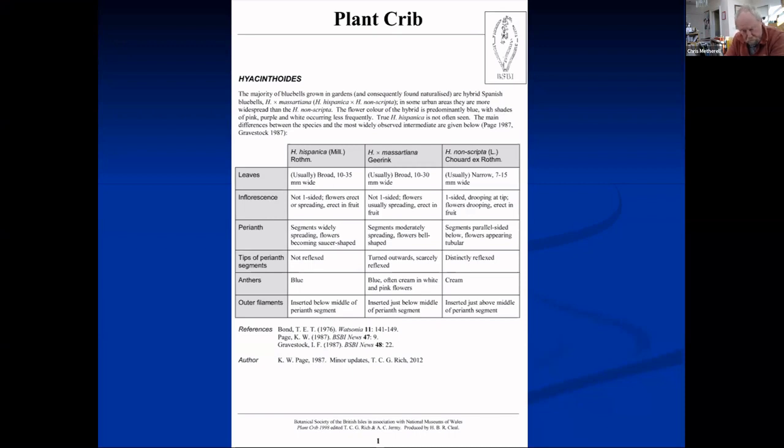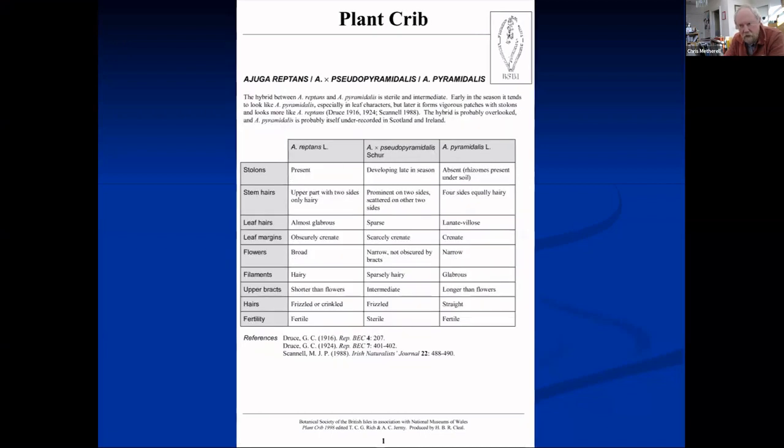And of course, if you're going out into the field, you can do what I often do, which is download one of these pages onto my phone or my tablet, and I can take it with me. If I know I'm going to be looking at bluebells today, I can have this on my phone. And the same applies, of course, to all sorts of other plants, all sorts of other genera. Here's an Ajuga. You're perhaps not quite likely to find this hybrid very often, but it just shows you the sort of depth that the Plant Crib goes into.